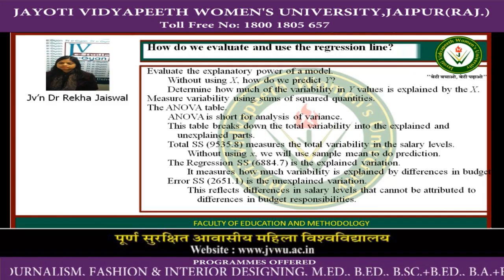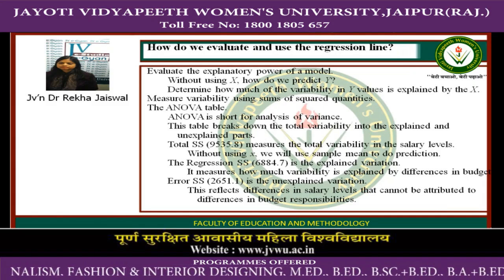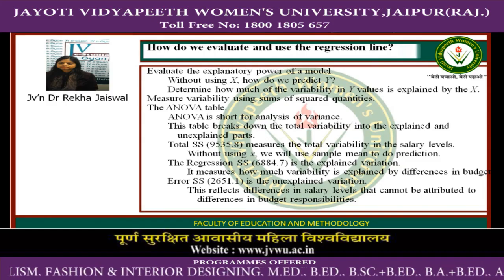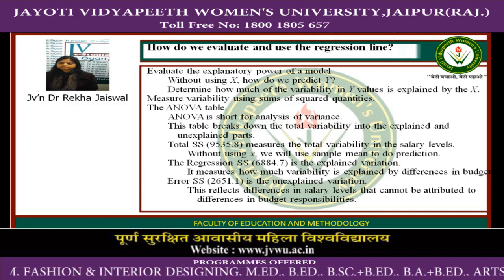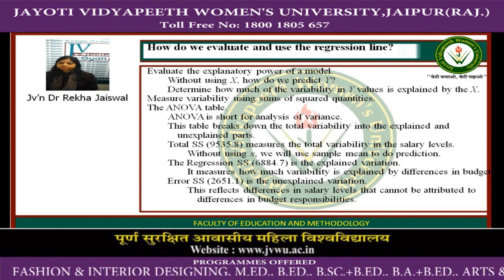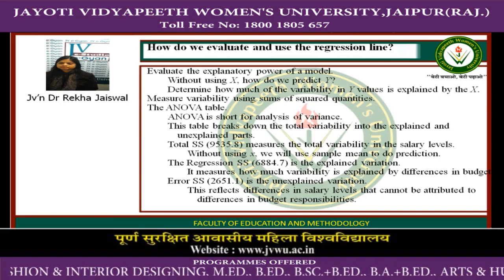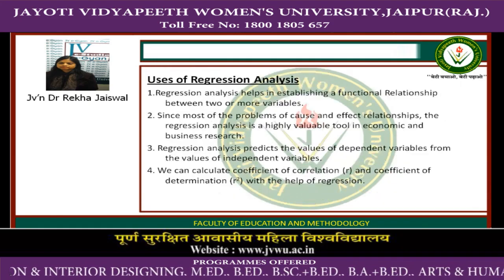Total SS measures the total variability in the salary levels. Without using X, we will use the sample mean to do prediction. The regression SS is the explained variation. It measures how much variability is explained by differences in budget. Error SS is the unexplained variation. This reflects differences in salary levels that cannot be attributed to differences in budget responsibility.